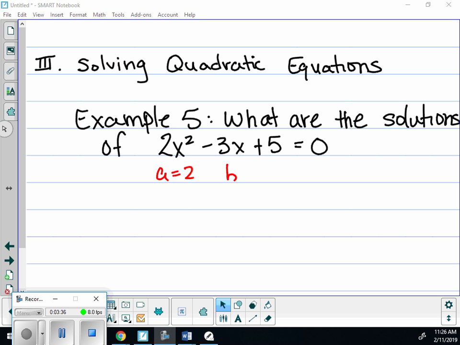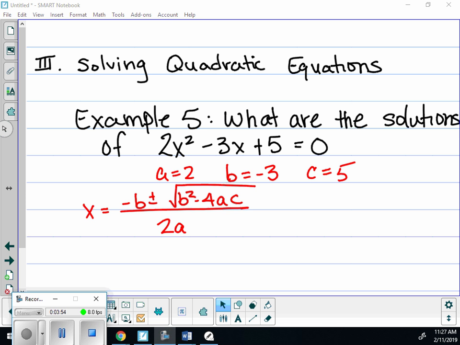I'm going to identify A, B, and C. I am going to write down my quadratic formula. So the number in front of x squared is our A, so A is 2. Number in front of x is B, so B is negative 3. Number on its own is C, so C is 5. Quadratic formula. Plug in what we know.